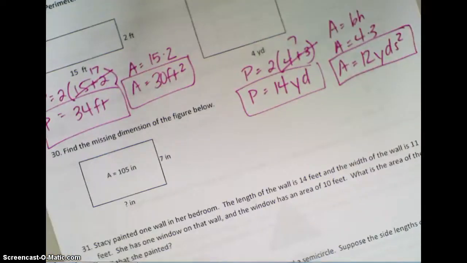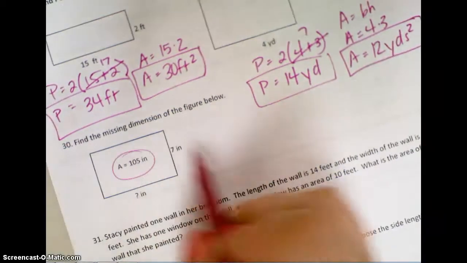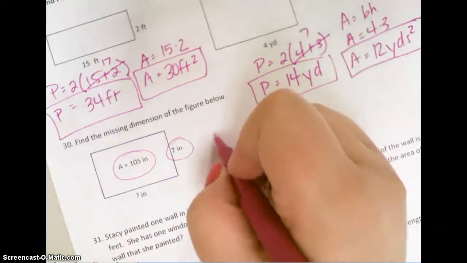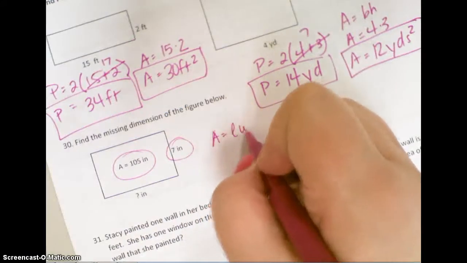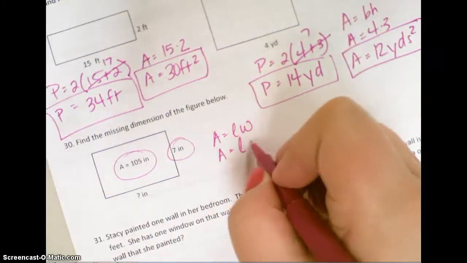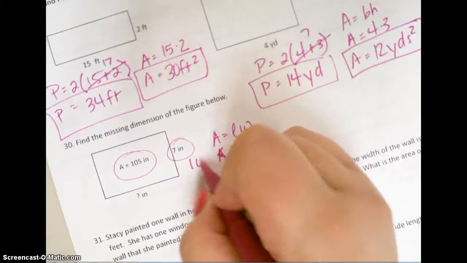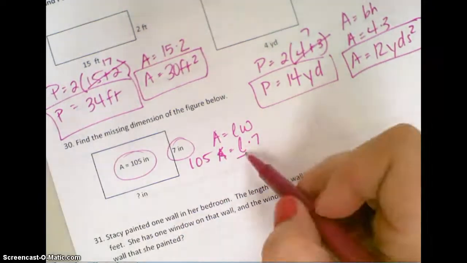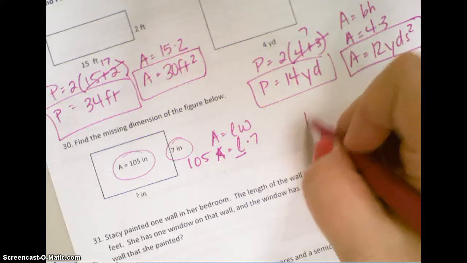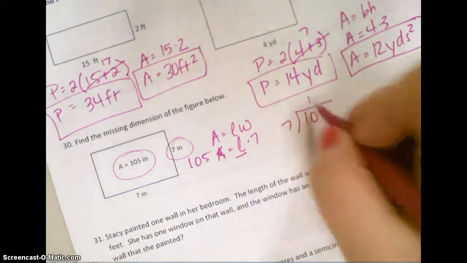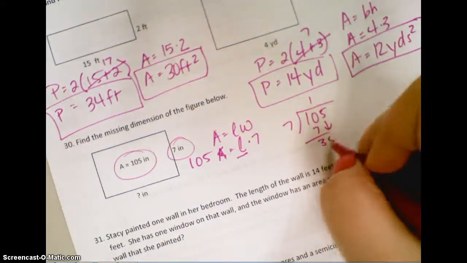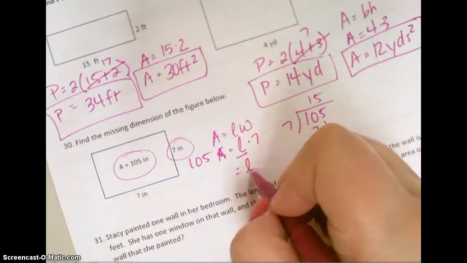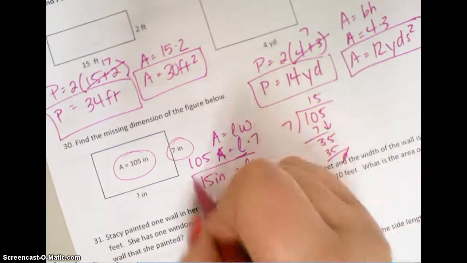Find the missing dimension of the figure below. So I know my area, and it looks like I know my width, so I'm looking for my length. So my formula is area equals length times width. Area is going to equal length times 7, and this area is going to be 105. So I know that something times 7 is 105. So to solve for the length, I can divide 105 by 7. 105 divided by 7 is going to be 15 with no remainder. So my length is going to be 15 inches.